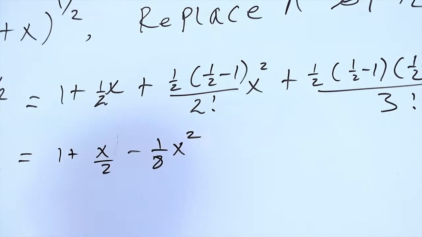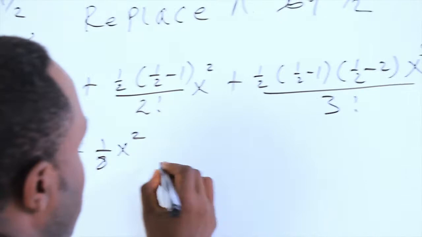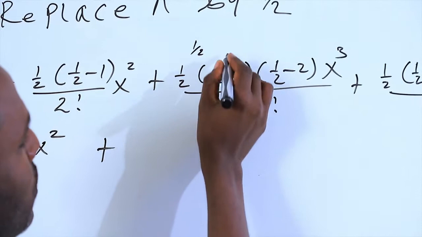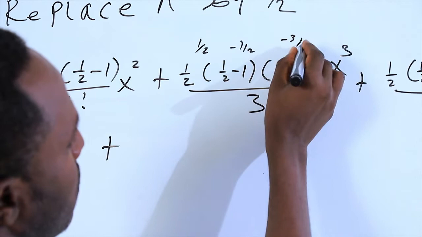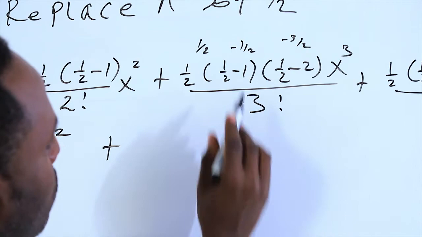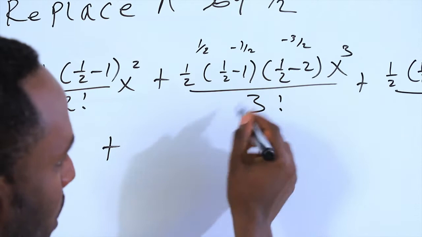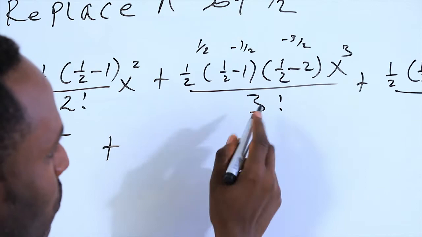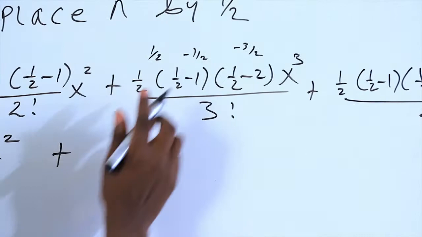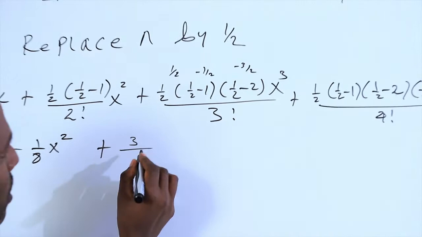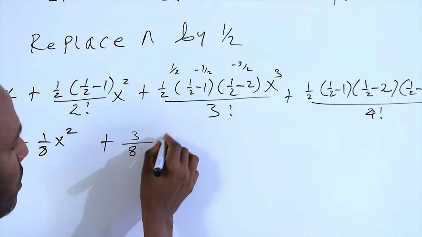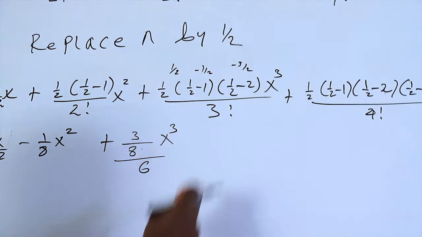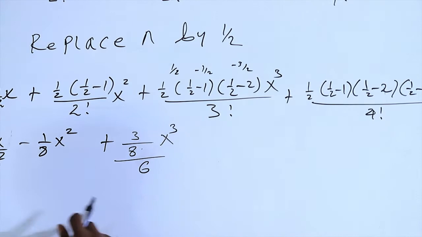The next thing, we have 1 over 2 times 1 over 2 minus 1, which is minus 1 over 2, and 1 over 2 minus 2 becomes minus 3 over 2. So 1 over 2 times negative 1 over 2 times negative 3 over 2 becomes negative 3 over 8, and again divided by 3 factorial, which is 6. Negative times negative is positive, so simply 3 over 8 x to the power of 3 over 6, because 3 factorial means 6, which is 3 over 48, so 1 over 16 x cubed.